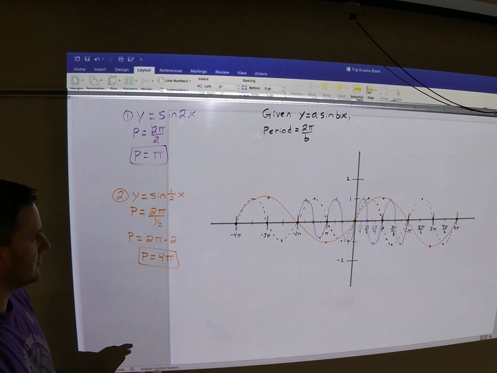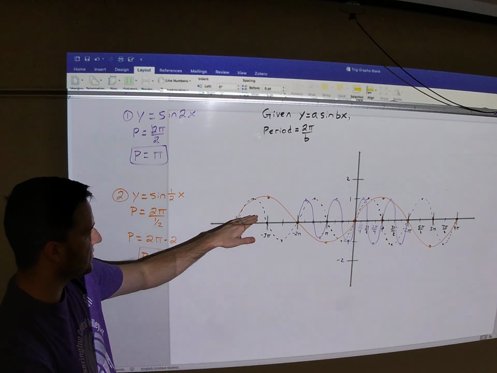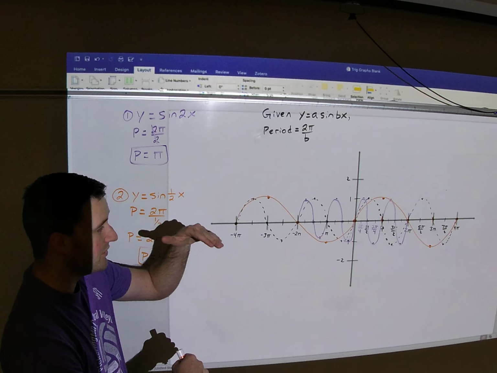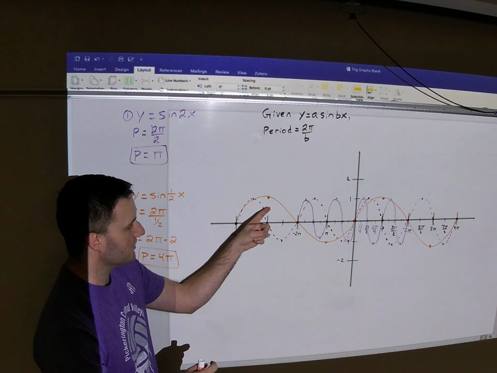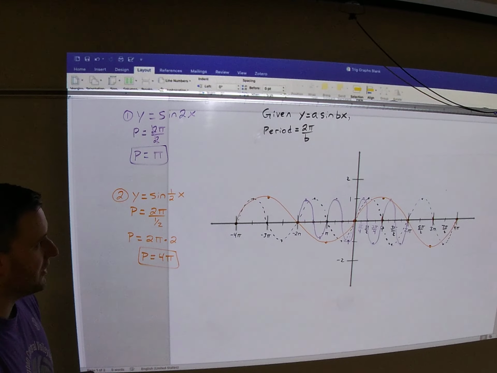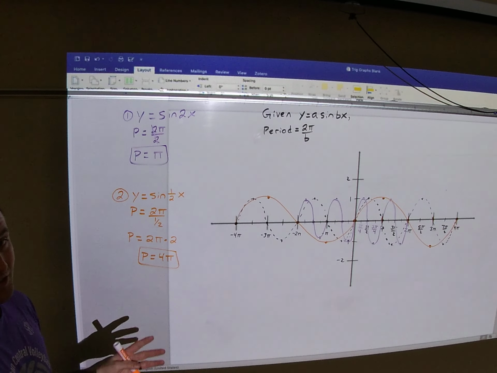But comparing it to our original function, notice we're not dealing with amplitude changes. We are only dealing with how quickly our pattern starts to repeat. Our next video, we're going to talk about how this looks when we change amplitude and period changes.